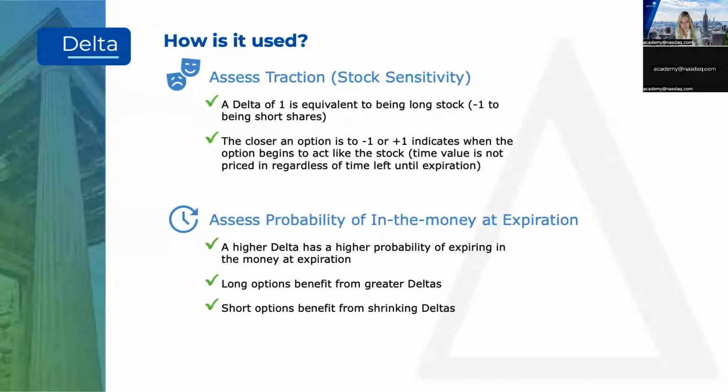And then a lower delta is very far out of the money, which means it has a lower probability of being in the money at expiration. So if your goal for selling options is for it to not be in the money, you want something with a lower delta, because that gives you an indication this has a lower probability of being in the money or higher probability of expiring worthless, which is the goal. So that's how you can use probability of in the money at expiration to select your strike prices.